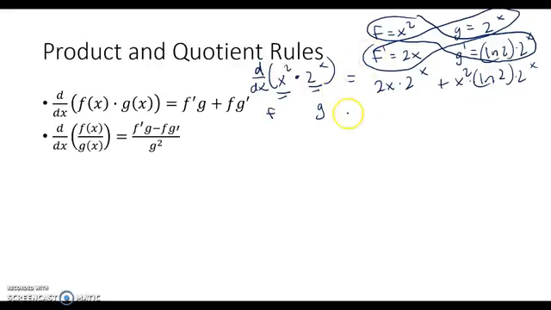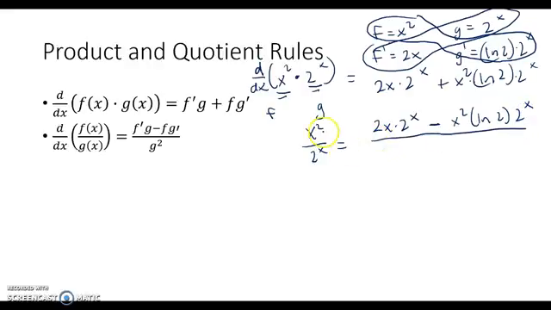Well, what's the difference if it were x squared over 2 to the x? The only difference is that now my formula calls for f prime g in the numerator, which would still be 2x times 2 to the x. But now it's minus fg prime, which is x squared times the natural log of 2 times 2 to the x. Now, all of that is divided by the square of the denominator, which is 2 to the x squared. And we're done. That's it.